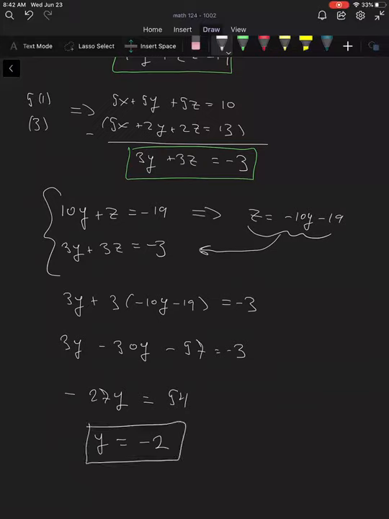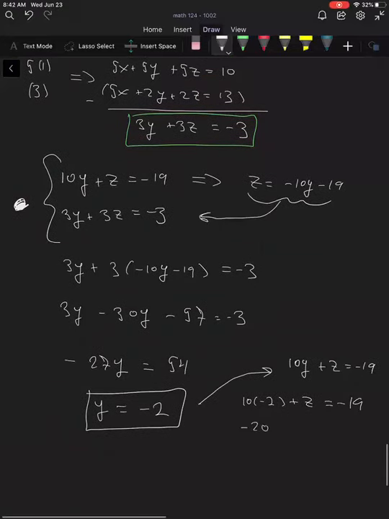But now notice that we have these equations up here. Let's take the first equation, 10y plus z is equal to minus 19. And now let's plug y into this equation. So we get 10 times minus 2 plus z is equal to minus 19. So minus 20 plus z is equal to minus 19. Add the 20 over, we get z is equal to 1. So now we know what y and z are.